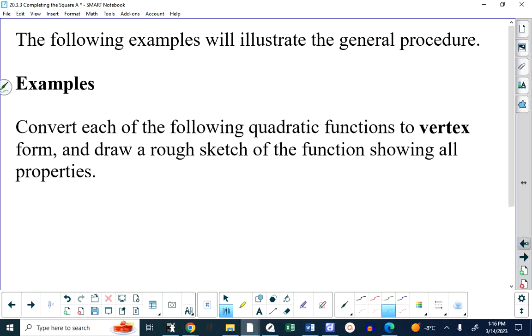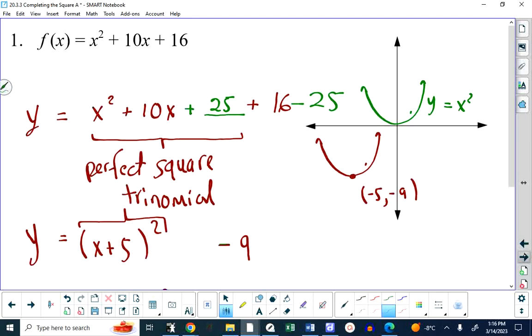What are we asked to do here? Draw a rough sketch. That's good enough. We're not even asked about the domain and the range and the axis of symmetry and any of that, because we already know how to do that. Go ahead, Gabrielle.